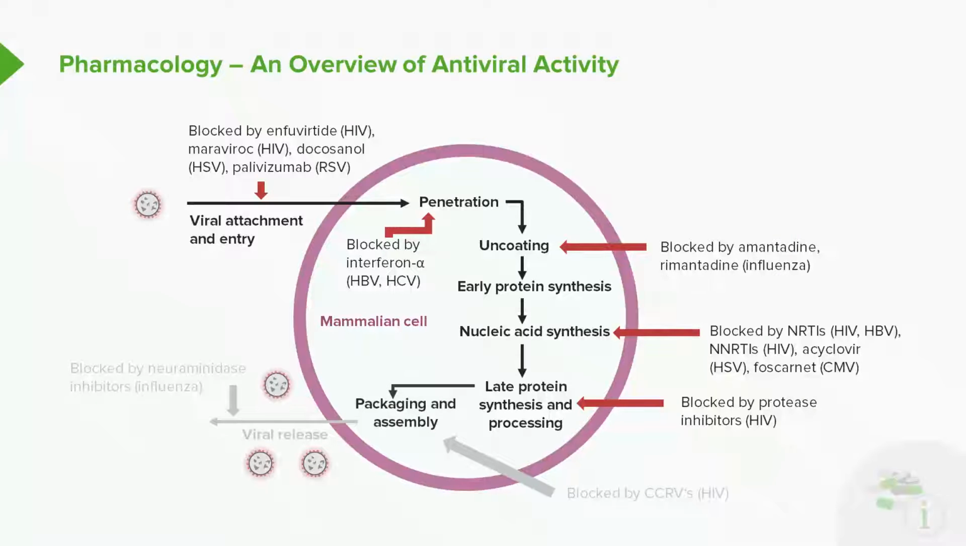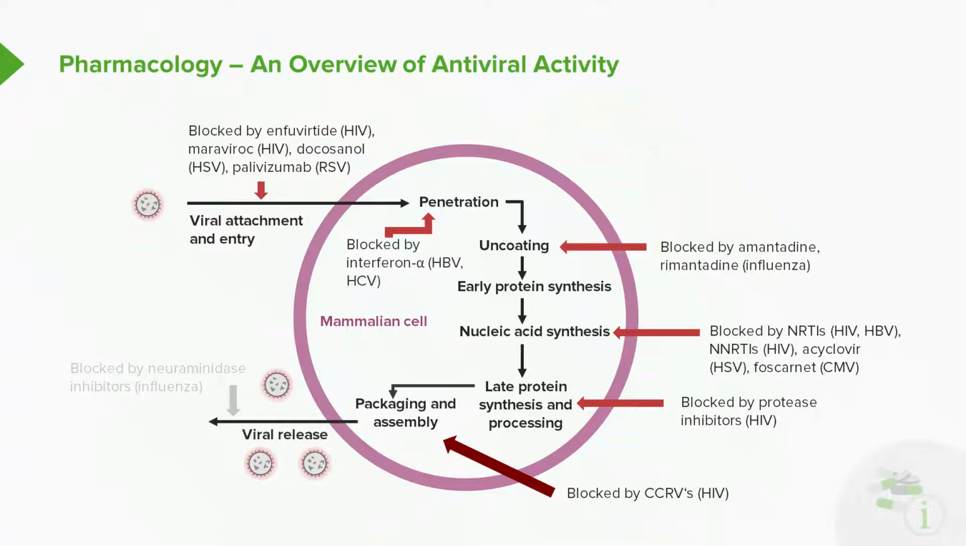The next step of viral assembly is the packaging and assembly once the virus has inculcated itself into the mammalian cell. That's how viruses are going to replicate. This can be blocked by CCRVs, and that's commonly used in HIV disease, and we're starting to do research in other viral diseases as well to affect this step.